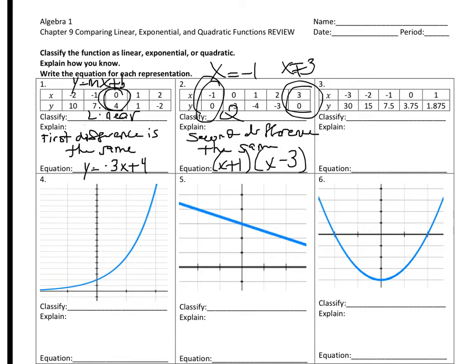We could also check with the actual y-intercept. Well, here's the y-intercept. That's at negative 3. If I multiply 1 times negative 3, that gives me negative 3 to check with my y-intercept.